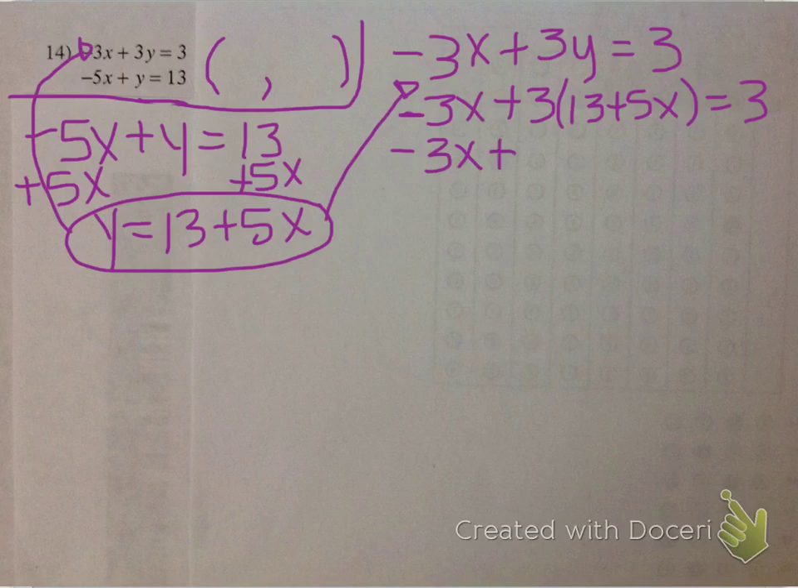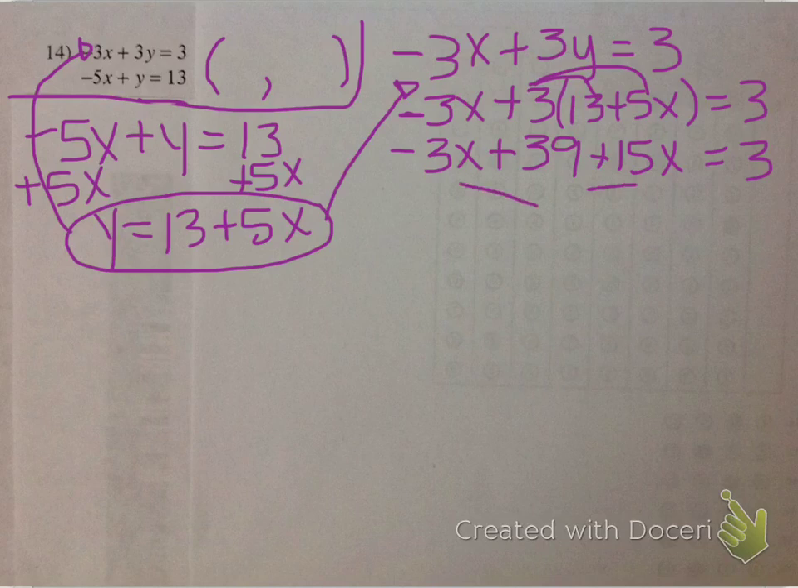Plus 39 plus, don't forget to distribute all the way across, 15x equals 3. Okay, and then I can simplify further by putting my x's together. So 15 minus 3x is going to be positive 12x plus 39 equals 3.